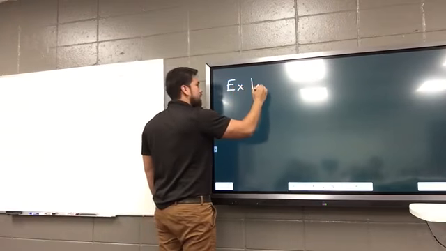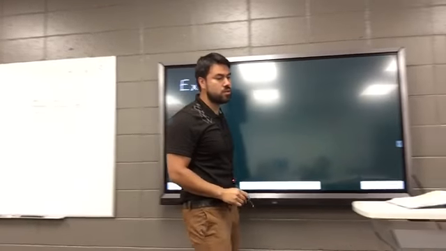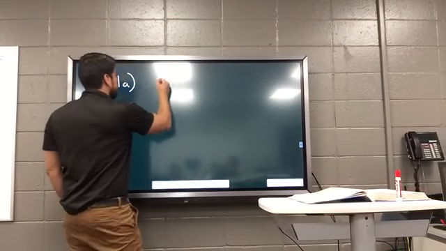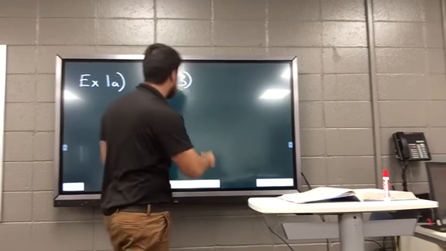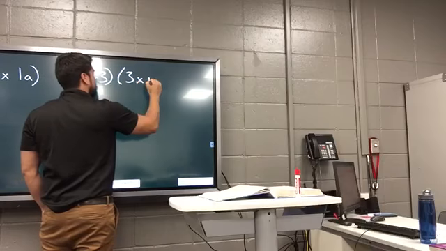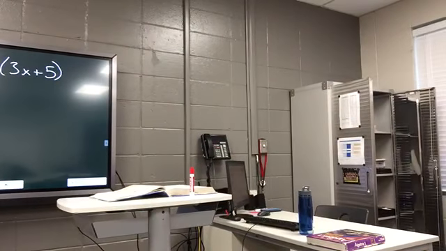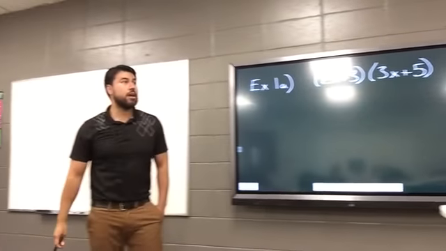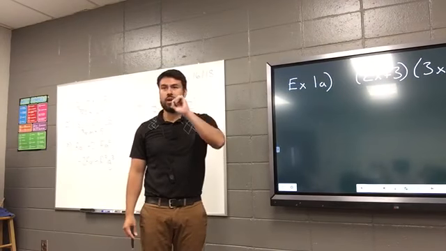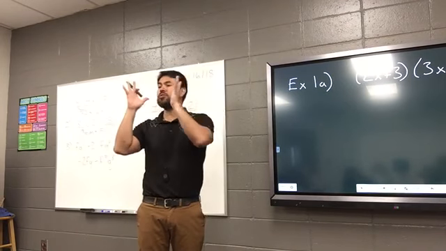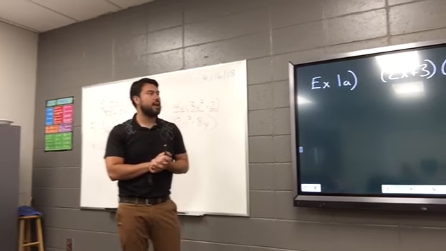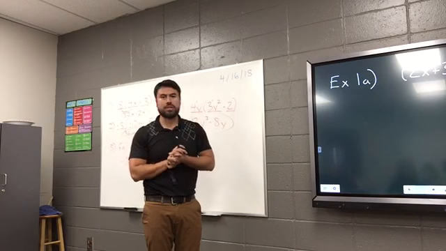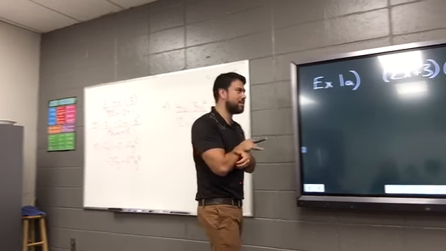Example 1A. So write down those binomials. 2x plus 3 times 3x plus 5. There are a couple ways you can think of this problem. I'm going to give you the long way of doing it and then the shortcut, the little acronym that we use to figure these ones out. And then we're going to simplify our answer to make sure it's as simple as can be, because that's always a good thing in math.